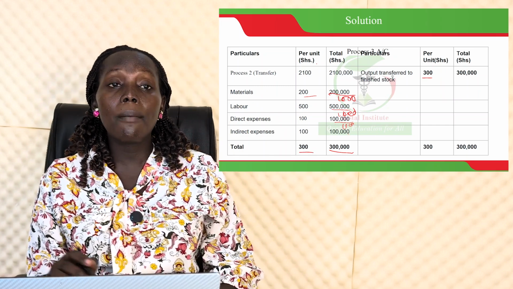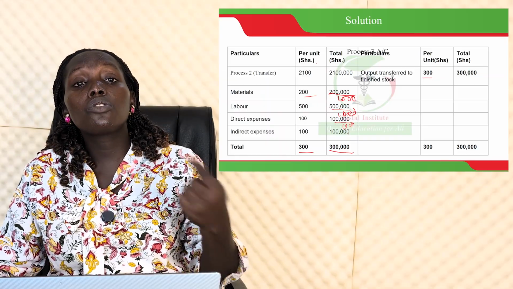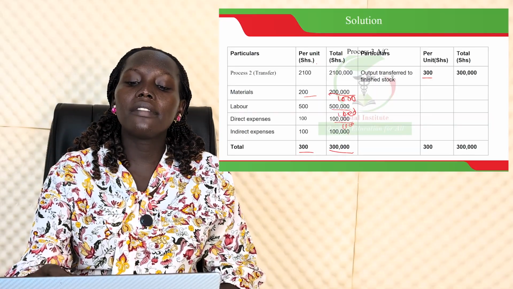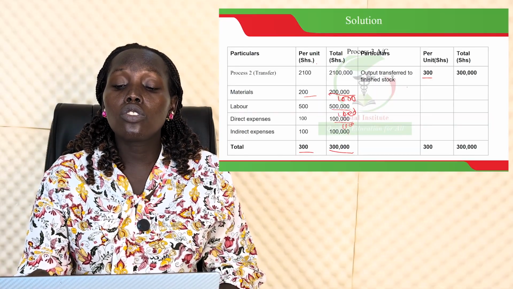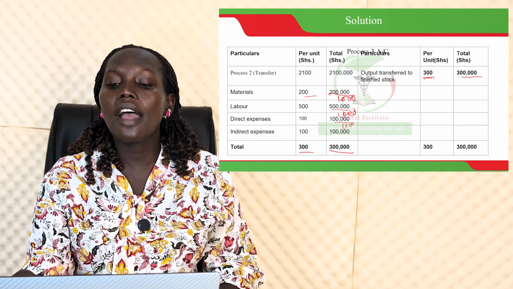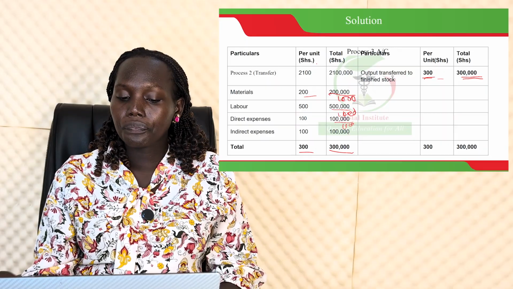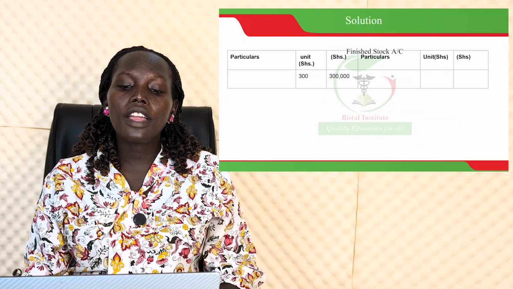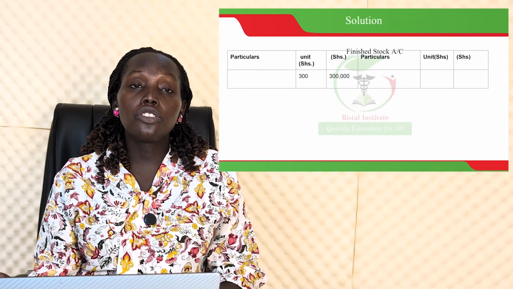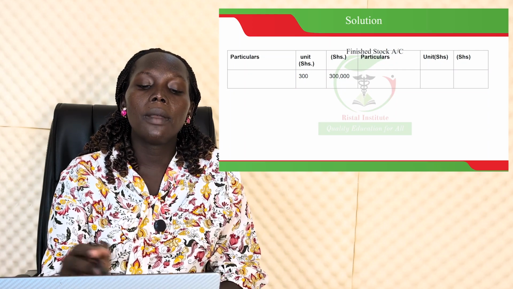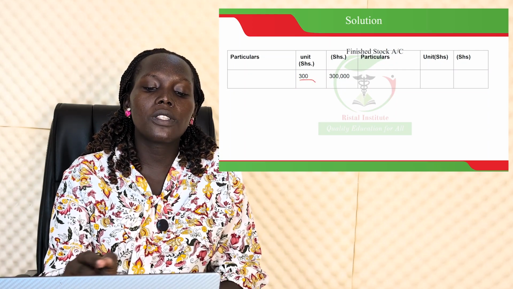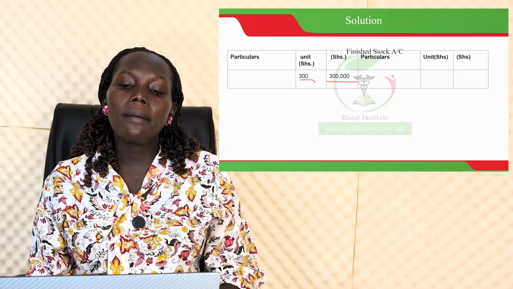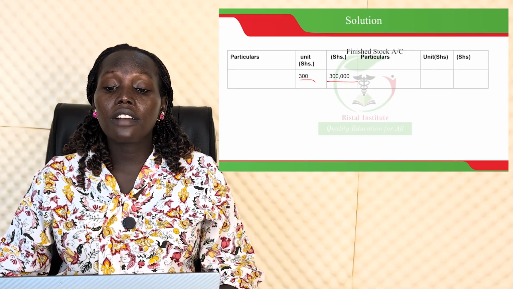So this 300, remember, process 3 is our last process. So we are going to transfer it to the finished stock account. That's why we have said output transfer to finished stock, which is 3,000 and 300 and then 300,000. So you calculate the total. So that is process 3. For the finished goods, you do the same, and then you bring what you've transferred from process 3 to become the finished stock. Then you're done. That is how we come up with all the processes and the value for the finished stock.